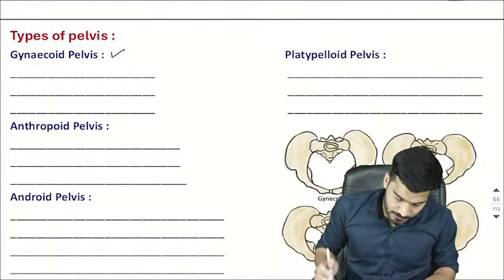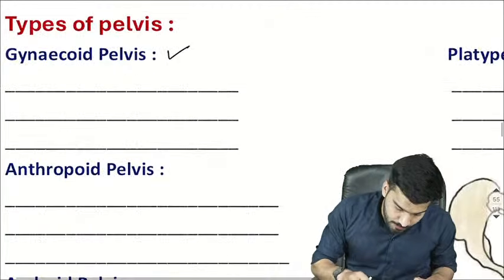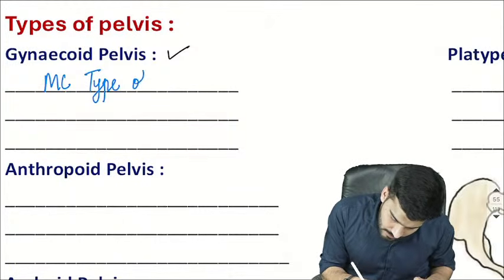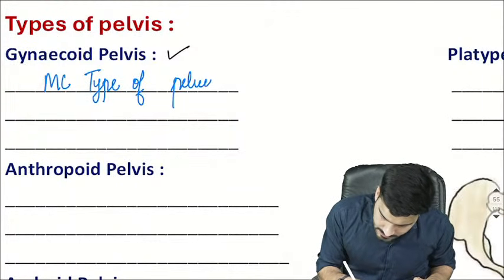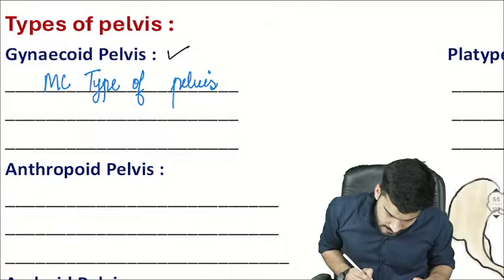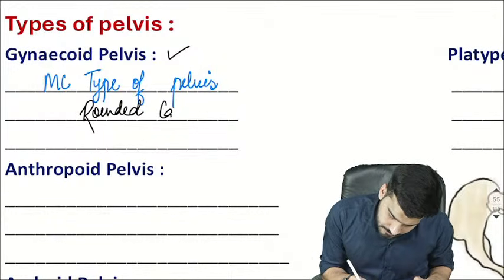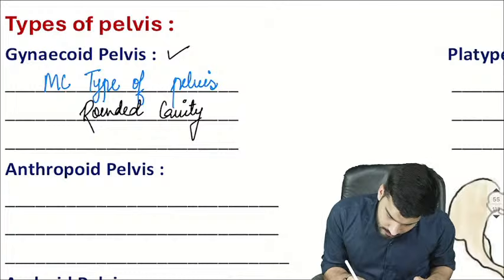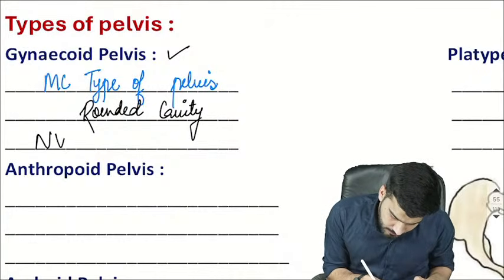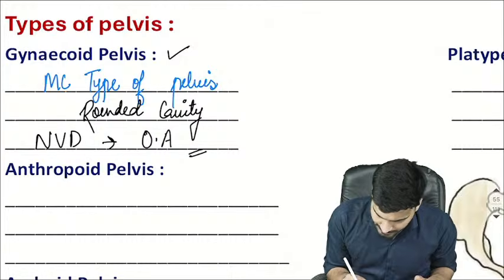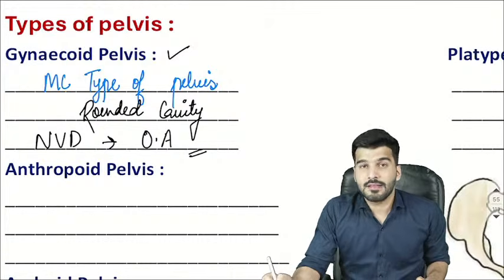First one, as we have already discussed, the gynecoid pelvis. It's the most common type of pelvis. Followed by that, the cavity is a rounded cavity, and it allows normal vaginal delivery. O is occipito anterior. The best type is the gynecoid type.